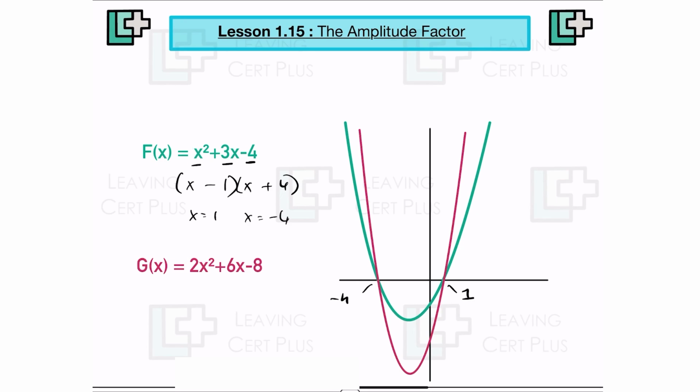So if we had something like minus 3x squared and then minus 9x plus 12, you can see that we've multiplied all of the terms by minus 3, so minus 3 there is your amplitude factor. You can always tell the amplitude factor by the a figure, the one before the x squared.